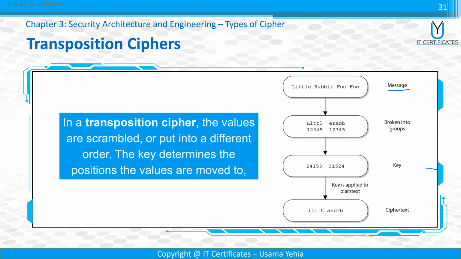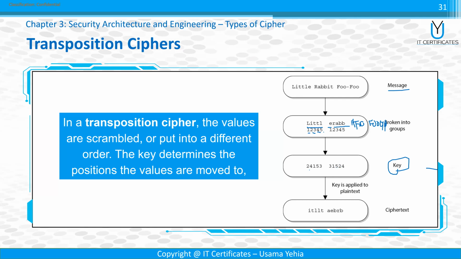This is the message. The algorithm will take 5 characters. Little, then the other half will be it, F, O. And the other will be FOO, and we don't have any other 5, then it will be 00, for example. And it will say 1, 2, 3, 4, 5. Then the key here, I will have a key. The key will say, change it into 24153, and here 3152.